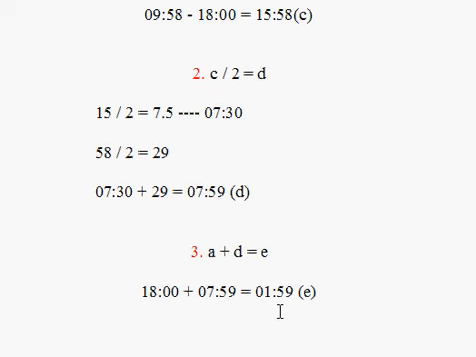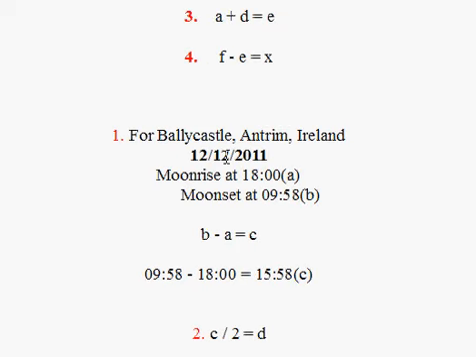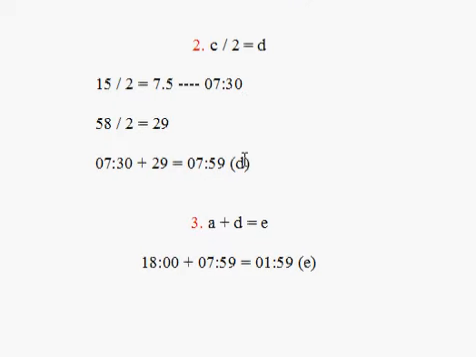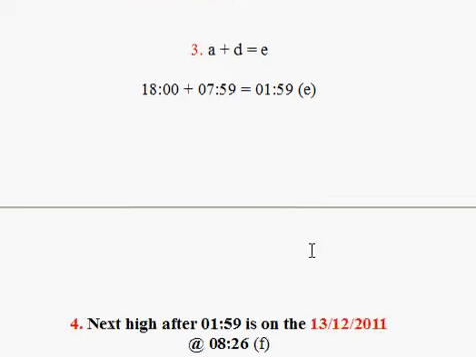So now that we have this information, we know that at 1:59 on the 13th of the 12th 2011 the moon was above my longitude. Because we have started on the 12th of the 12th 2011 at moonrise, and it's now 1:59 AM, we are now into the 13th of the 12th 2011. So on to our fourth equation.